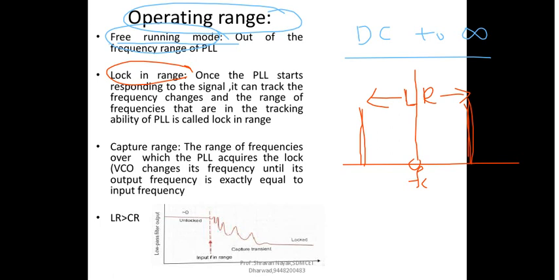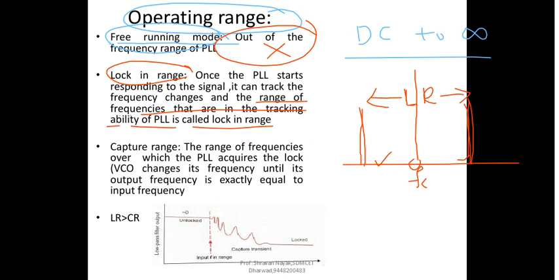Once the PLL starts responding to the signal, so in this case the PLL does not respond to the signal, but once the PLL starts responding to the signals, it can track the frequency changes. The range of frequencies that are in the tracking ability of the PLL is called the lock range. As long as the frequency lies here or here, your PLL should be able to track those signals of those frequencies. This is called the lock range, right?